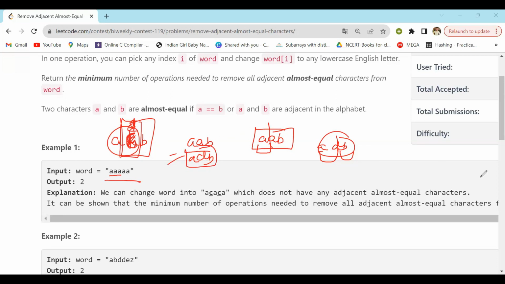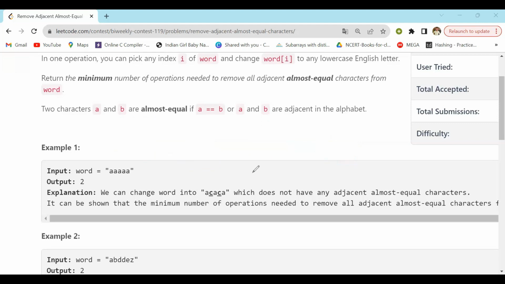How will we proceed? Let's say this one. We want the minimum number of operations. We have five characters here, right? We go character by character. A, these are almost equal, so we should change this one. Okay. Now going ahead, these two. Are they almost equal? Yeah. But you will say, sir, we have changed this one. Okay, we have changed it.